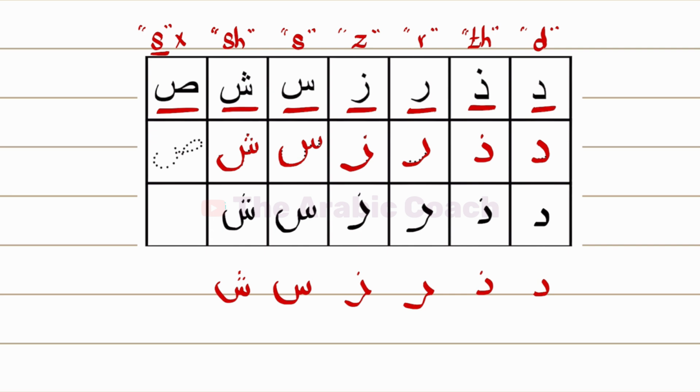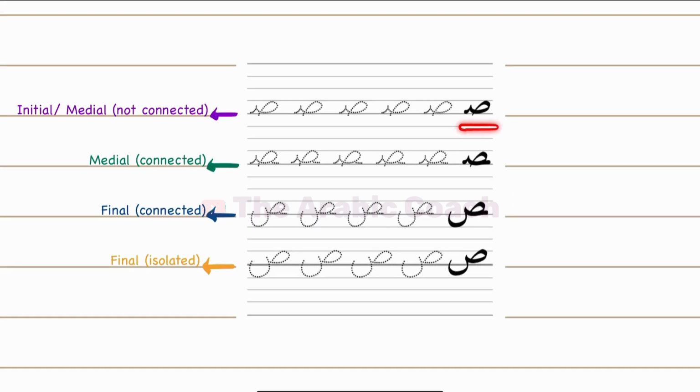To write it, draw a half circle with a wide curve. At the beginning or in the middle when it's following a kicking letter. For example, صديق.